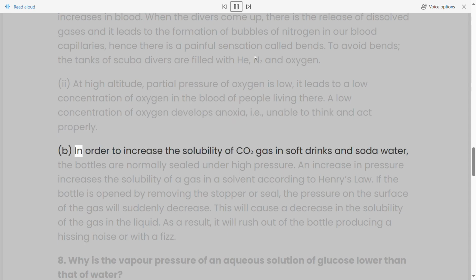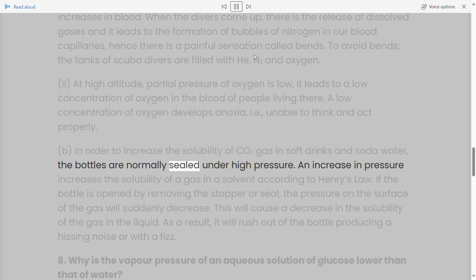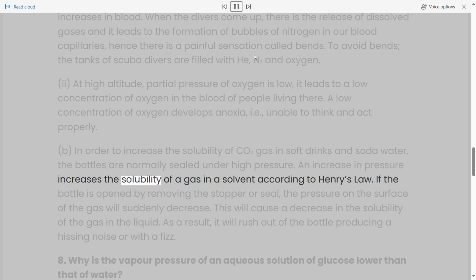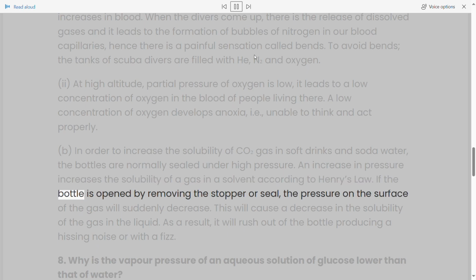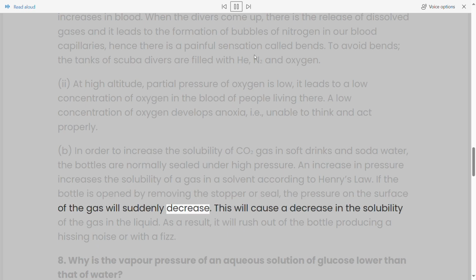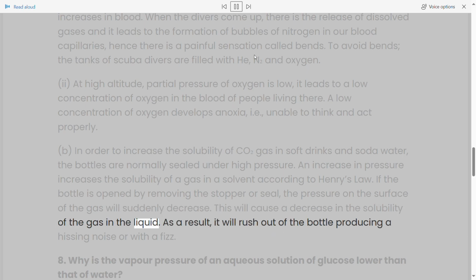B. In order to increase the solubility of CO2 gas in soft drinks and soda water, the bottles are normally sealed under high pressure. An increase in pressure increases the solubility of a gas in a solvent according to Henry's law. If the bottle is opened by removing the stopper or seal, the pressure on the surface of the gas will suddenly decrease. This will cause a decrease in the solubility of the gas in the liquid. As a result, it will rush out of the bottle producing a hissing noise or with a fizz.